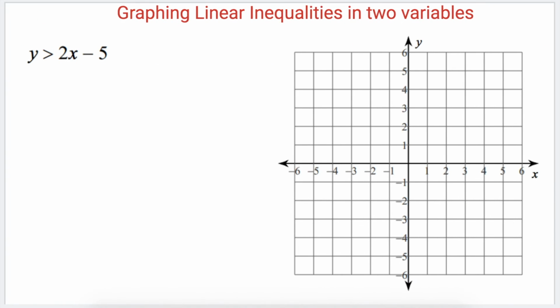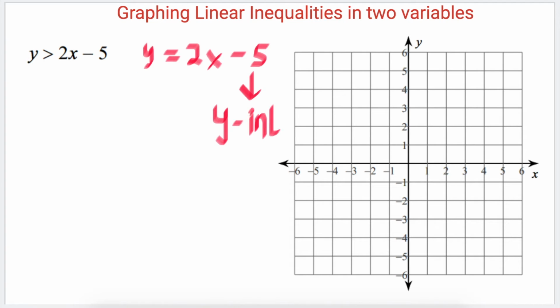In the second math problem, we have y is greater than 2x minus 5. So the first thing that we're going to do is write that inequality as an equation, y equals 2x minus 5. This is going to make it easy for us to come up with a line. The first point is going to come from this -5, which represents the y-intercept. And I'm going to indicate that value on my y-axis down here.